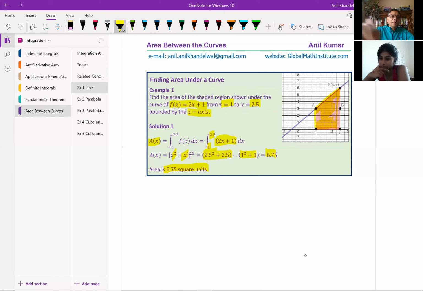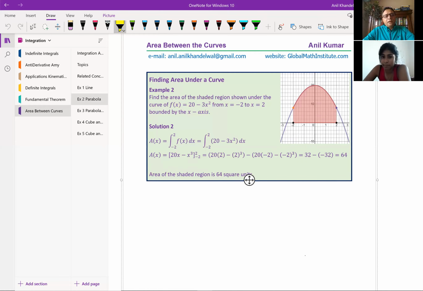Yeah. Absolutely clear. We'll take another example, which is a parabola, but exactly similar question. Again, now the question is, find the area of the shaded region shown under the curve. The function here is 20 minus 3x squared. We are again given the limits minus 2 to 2. As you can see, the function again is positive, no problems at all, bounded by the x-axis.